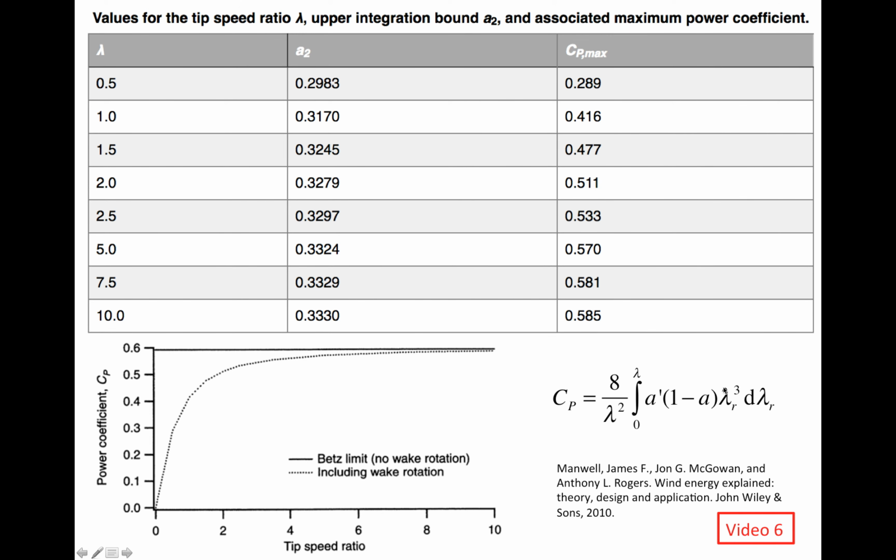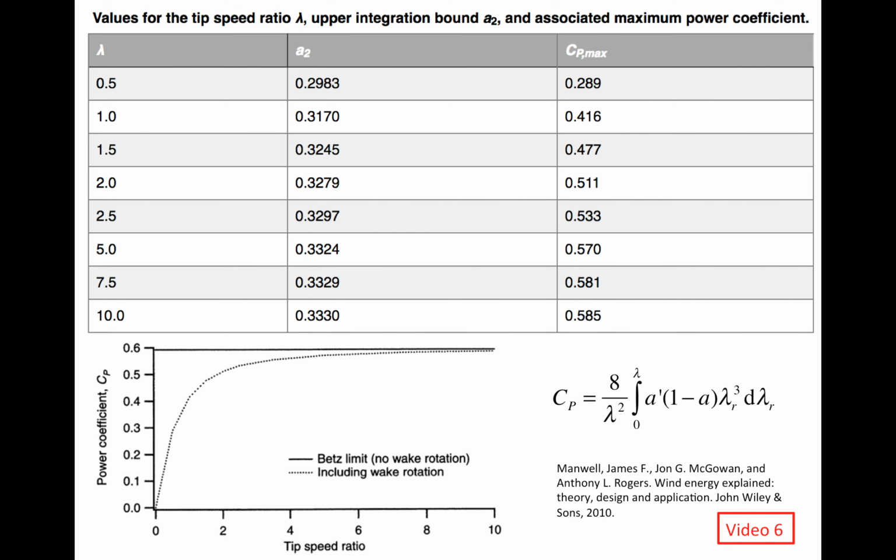Here, this lambda r is the so-called local tip speed ratio at radius small r. It's the linear speed at the radius of small r divided by the free stream wind speed. So at the radius capital R, that's at the tip of the blade, lambda small r becomes lambda. That's the tip speed ratio.